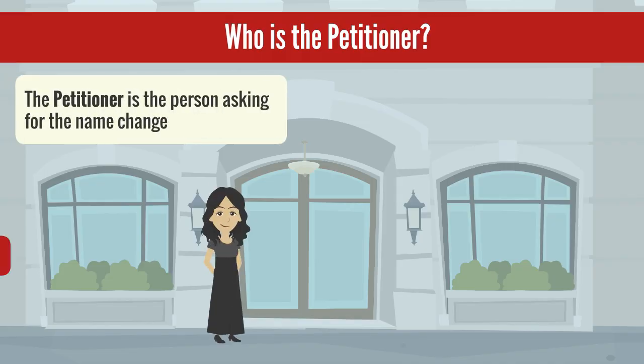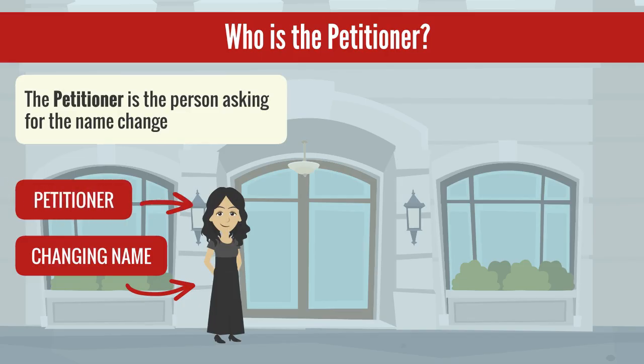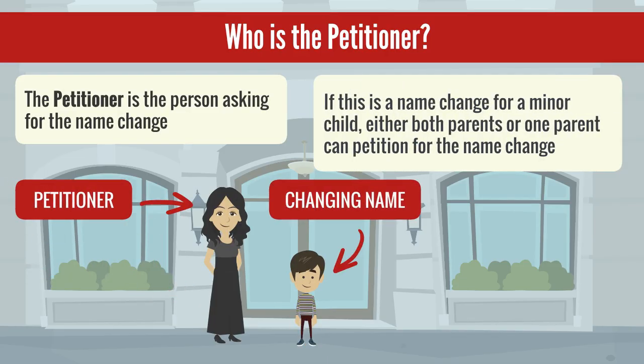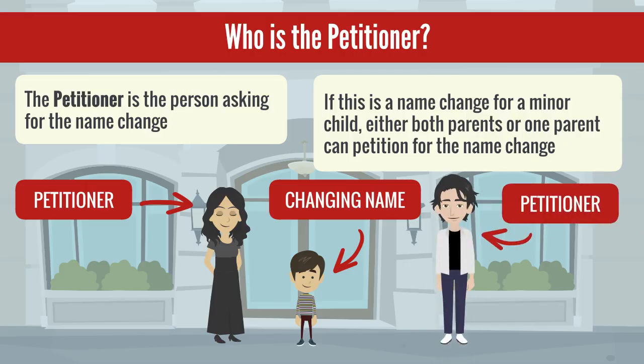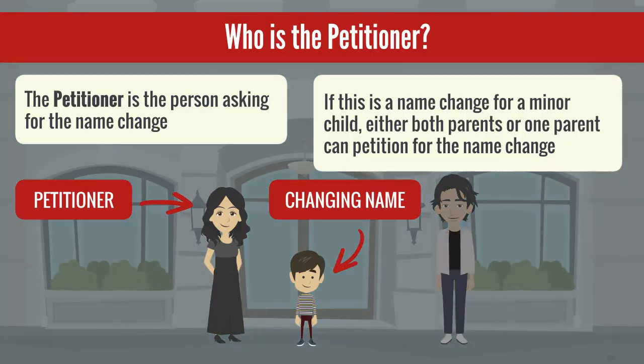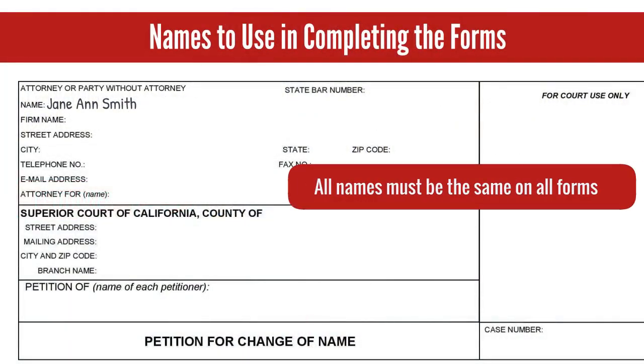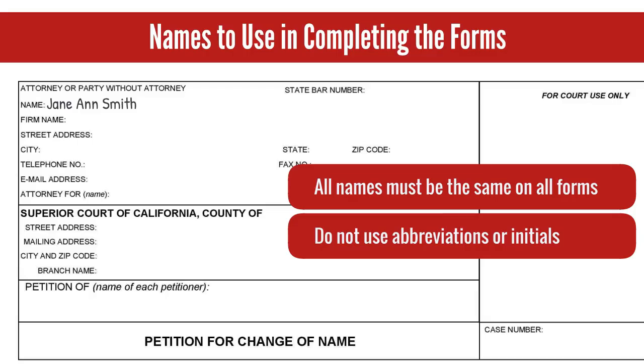The petitioner is the person asking for the name change. If this is a name change for a minor child, either both parents or one parent can petition for the name change. All names must be the same on all forms. You will need to use full legal names.